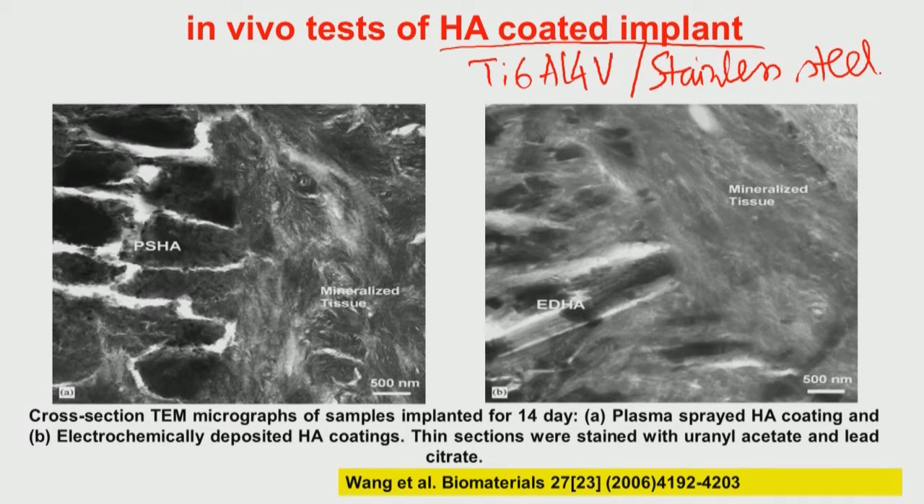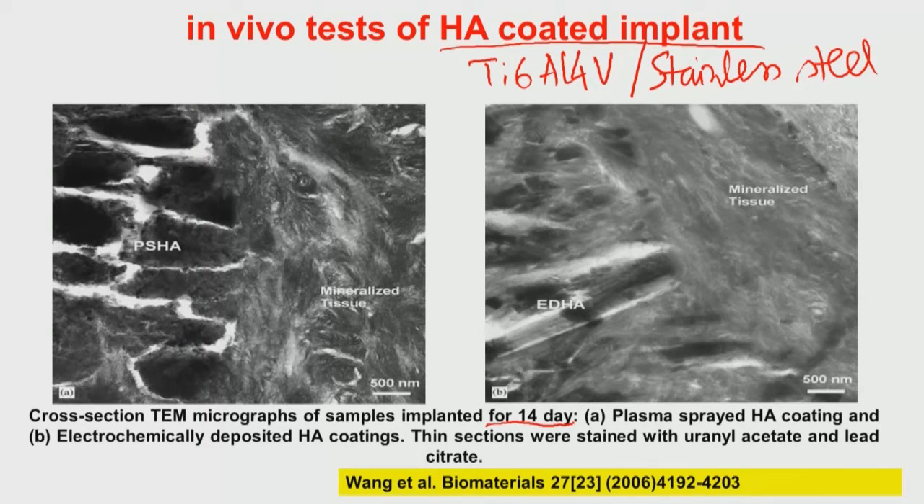Electrochemical deposition, as the name suggests, takes place at room temperature deposition conditions, whereas plasma spraying involves very high temperature deposition of hydroxyapatite on this titanium-6% aluminum-4% vanadium or stainless steel substrate. In both the cases, they were implanted for 14 days in a rabbit animal strain, and this was reported in the journal Biomaterials almost 10 years ago.